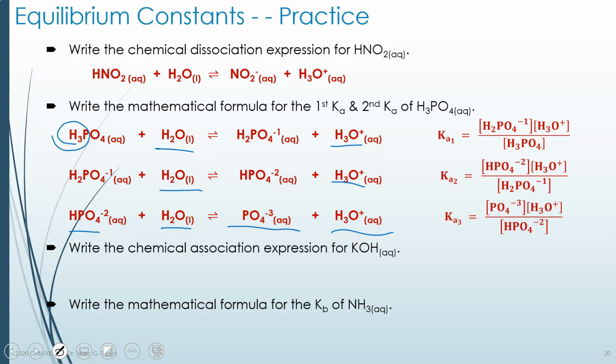And we need a 3rd water to do that, and we will make a 3rd hydronium, and the equilibrium expression for the 3rd Ka is phosphate concentration at equilibrium times hydronium ion concentration at equilibrium divided by the remaining hydrogen phosphate ion. So you'll notice in each case a lot of these things appear more than once in different expressions, so you have to be careful.